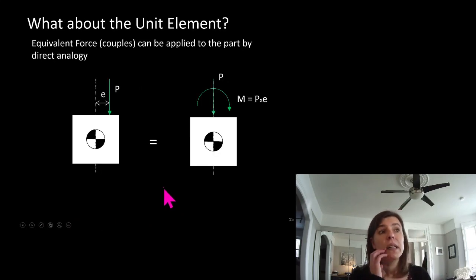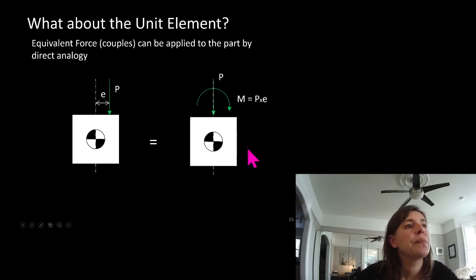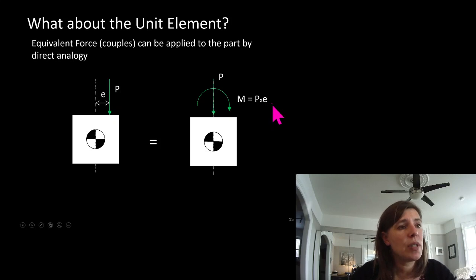All right, let's talk about the unit element and equivalent force couples for a minute. So if this is our object with a centroid, and we have a force some eccentricity away from it, this time I've drawn it in the right direction, this is the same as the force in line with the centroid and a moment about the centroid. And the moment is force times eccentricity.